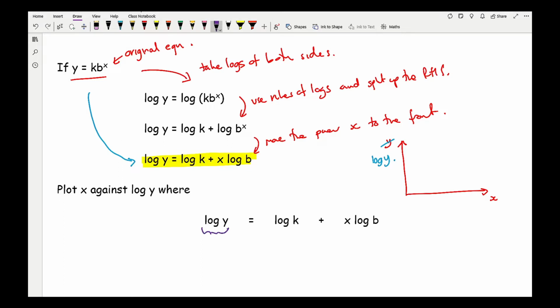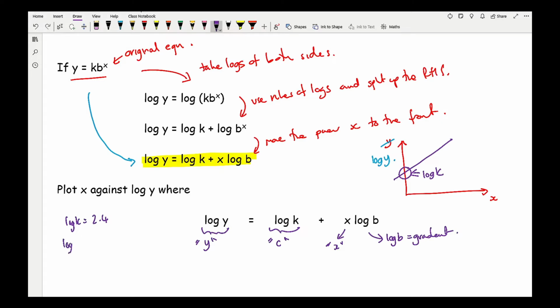So here this is my y value, log k is my c, which is the y-intercept, x is my x value, and here log b would be my gradient. So if I was wanting to find the values of k and b, then to find the value of k, well first of all from my graph that's plotted x against log y, this value here would be log k. So if, let's say, log k was 2.4, then I could use the rules of logs to find out what the constant k is going to be.